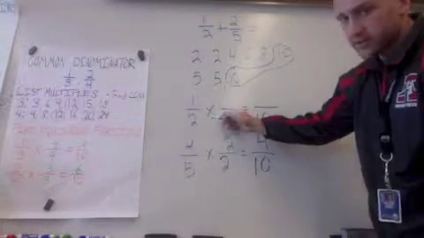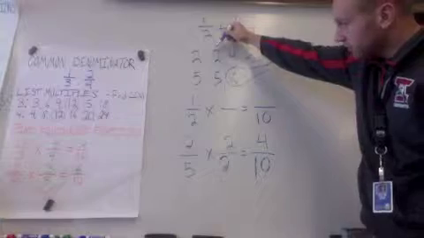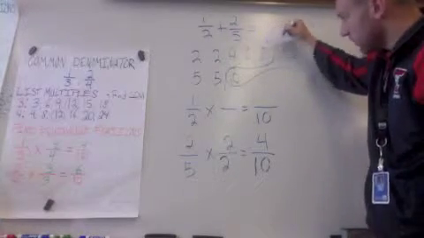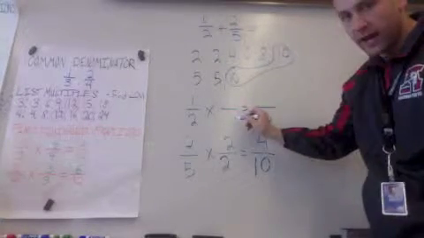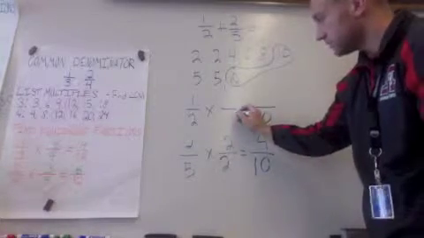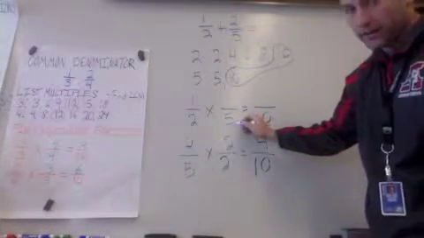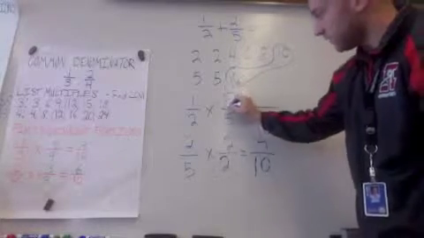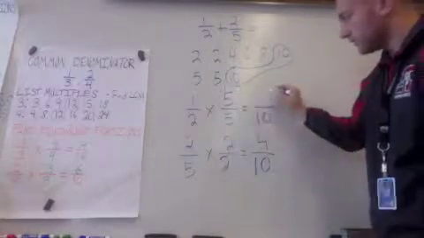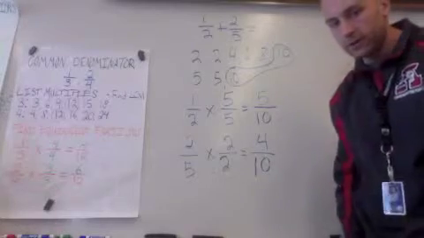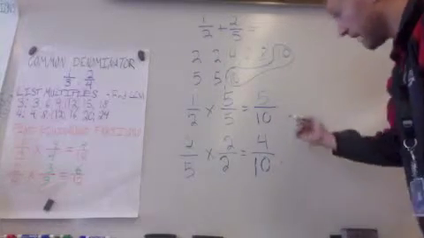For the other fraction, 1/2, I count 1, 2, 3, 4, 5. It took me 5 times to get 2 to 10. So 2 times 5 is 10. If I multiply the bottom by 5, I need to multiply the top by 5. 1 times 5 is 5. And now here are my new fractions. Now all I need to do is add.